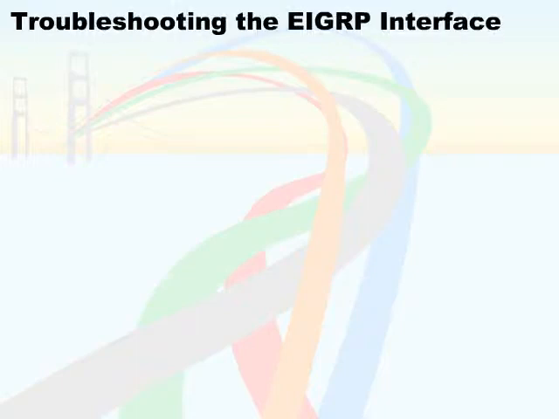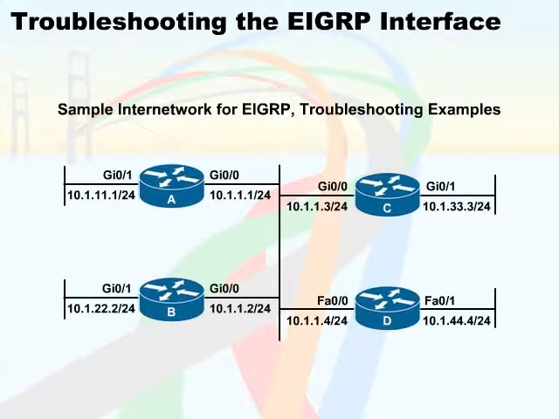Okay, so we've learned how to configure EIGRP and implement EIGRP authentication. Let's discuss how to troubleshoot problems related to EIGRP interfaces now. Look at an example for troubleshooting EIGRP interface problems.